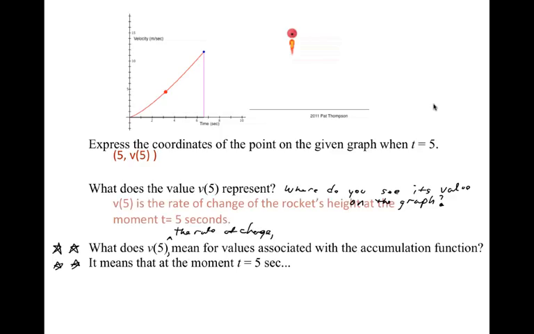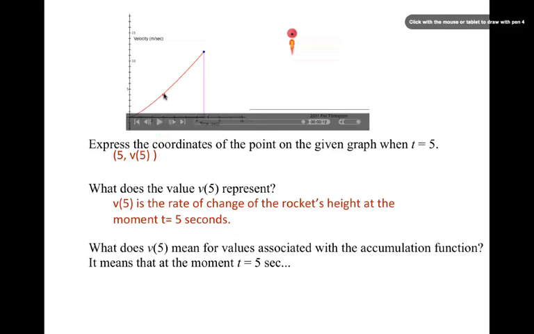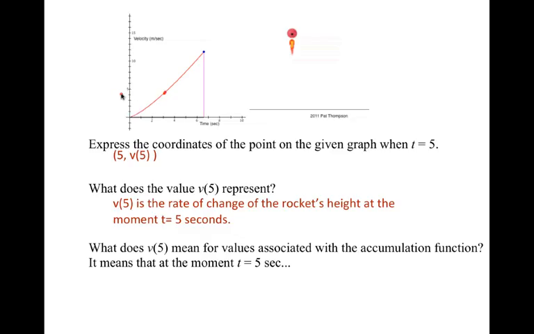It's the rate of change of the rocket's height at the moment t equals 5 seconds, right? So it's the velocity at t equals 5, and we know that means that rate of change in a moment at t equals 5. Where do we see its value in the graph? Okay, good. So we don't see its value at this point. This point is both values taken together, a correspondence point of two values taken simultaneously. V of 5 would be somewhere like here.